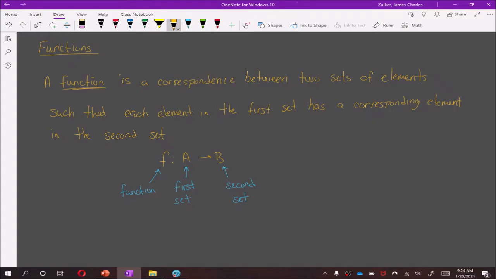Now this first set, in this example a, is called the domain of the function. And the second set, in this case up here, b, is called the range of the function.